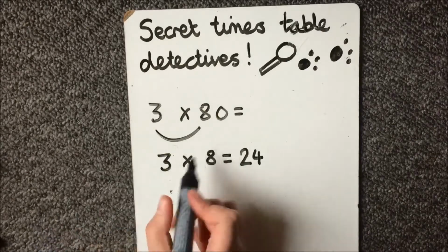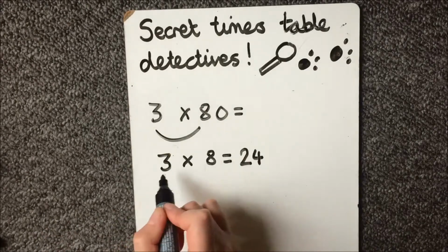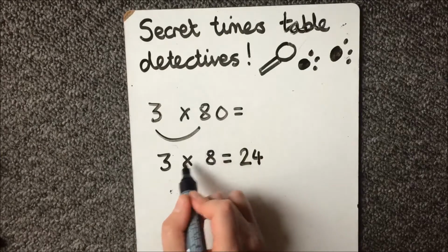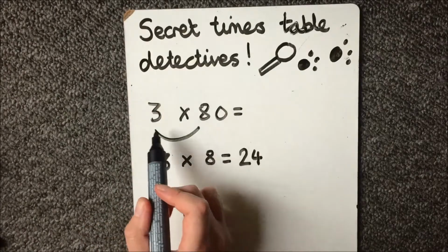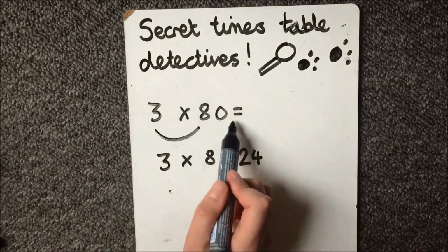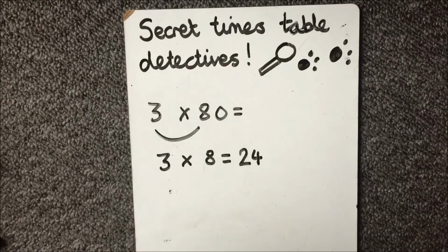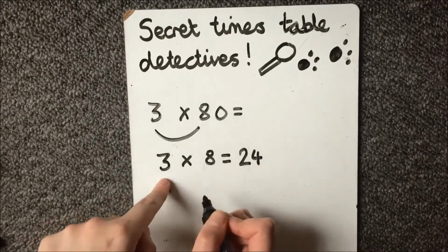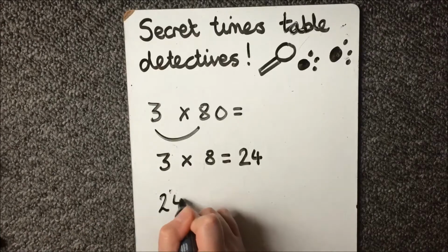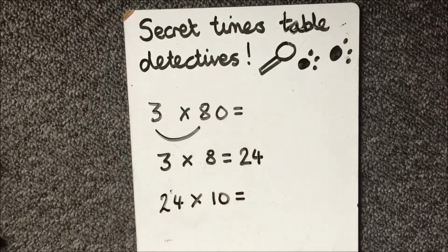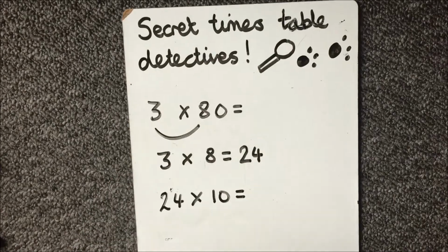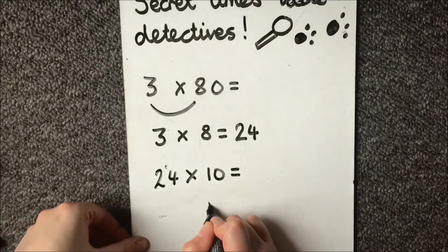3 times 80 isn't the same as 3 times 8 because 3 times 8 we're multiplying 3 times 8 ones. Here we're doing 3 times 8 tens. So what do we need to do with this? We need to times it by 10 to get 3 times 80. So we take our 3 times 8 ones, which is 24, and times it by 10 for it to be times 80. Do you remember how to do that? What happens to our 24?